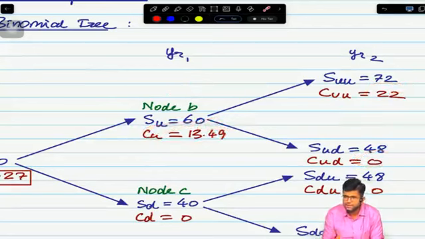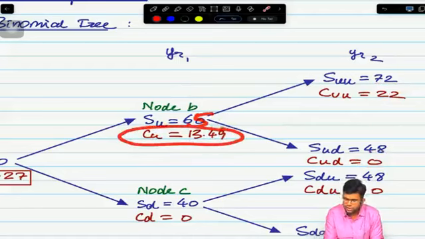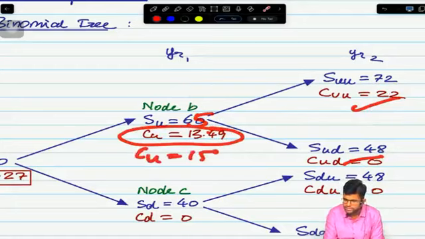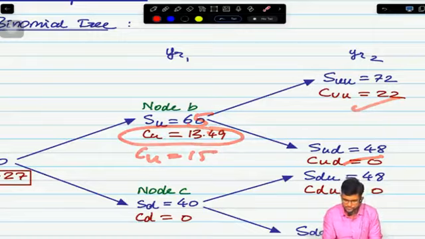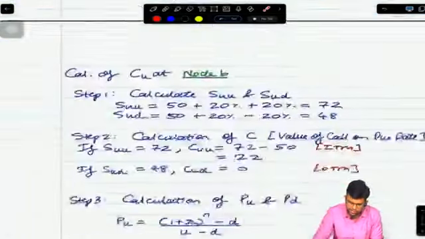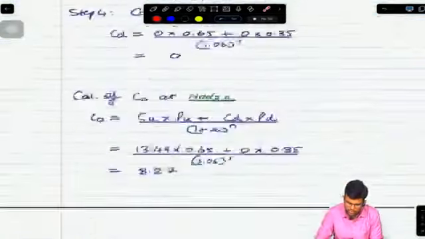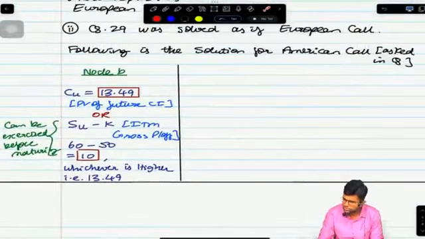13.49. Simple. Everybody clear? Then I said if this SU was 65, then this is not going to get disturbed because this depends on these two numbers. But on exercise here you would have got 15 rupees, 65 minus 50, so exercising would have made more sense than continuing. Whichever is higher. This you understood?